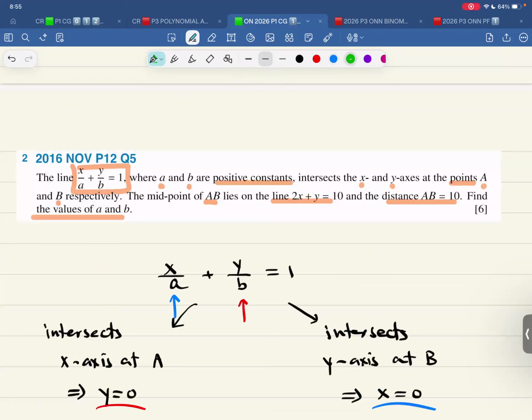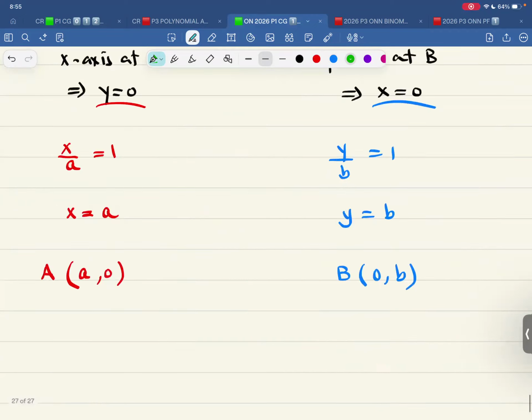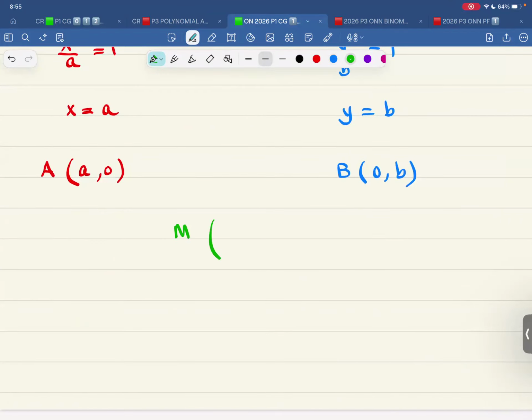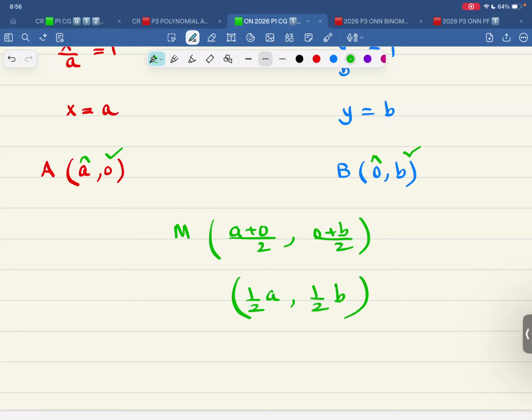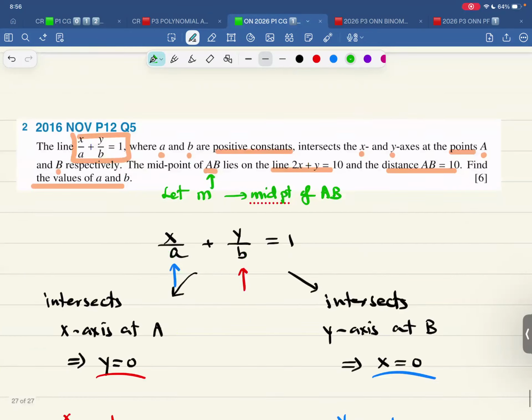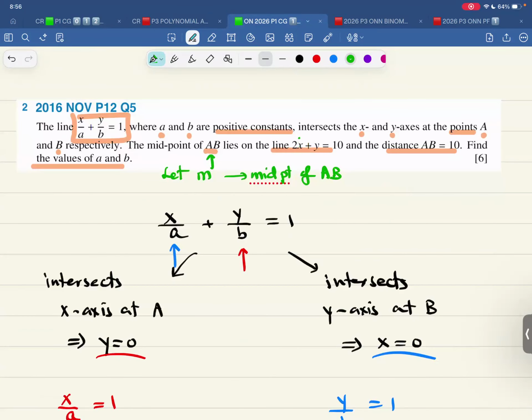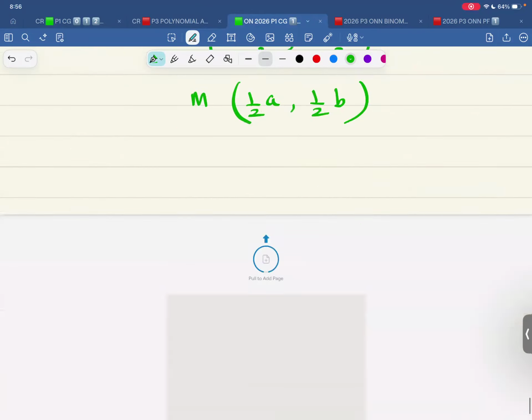Now it says the midpoint of AB. So let M be the midpoint of AB. The coordinates of M would be the average of the x-coordinates, that is (a plus 0) divided by 2, and the average of the y-coordinates, that is (0 plus b) divided by 2. That is half a, and this is half b, that is the coordinate of M. So far, so good.